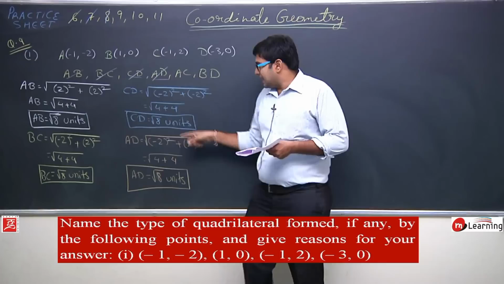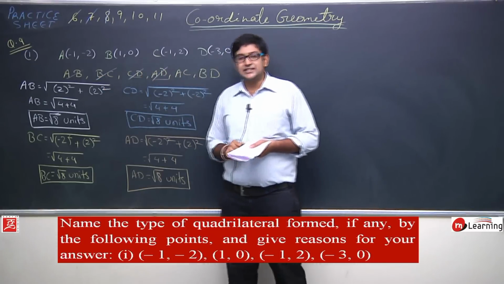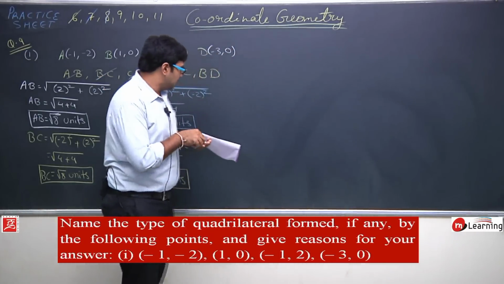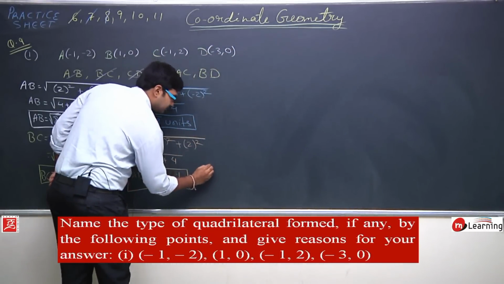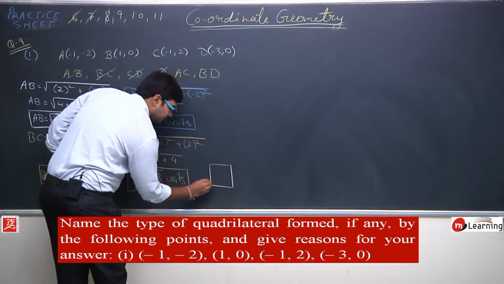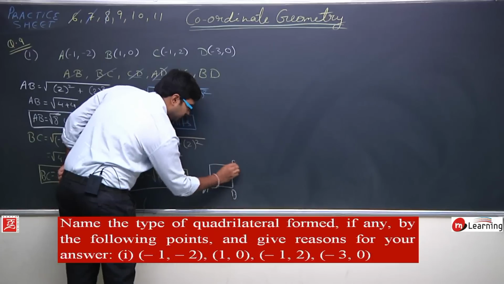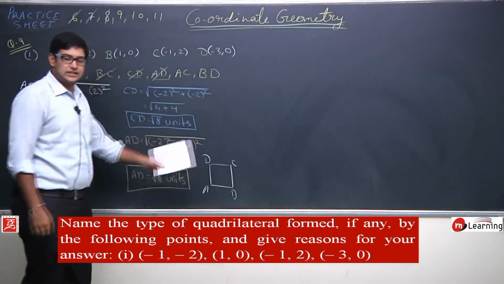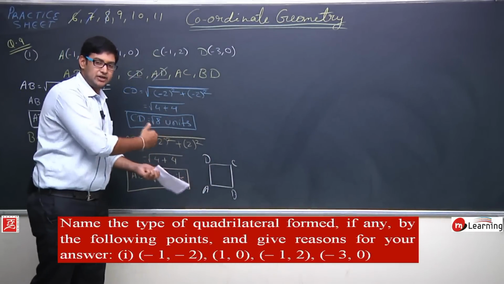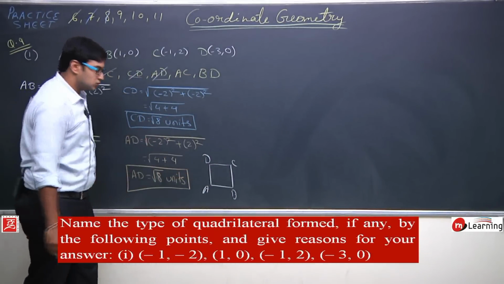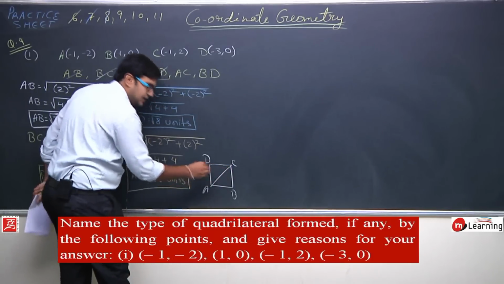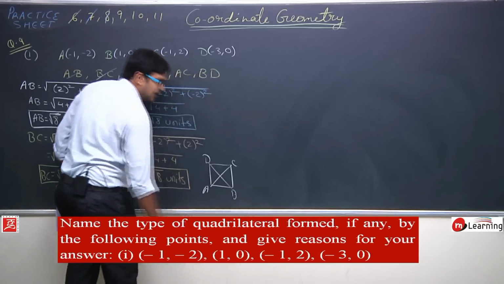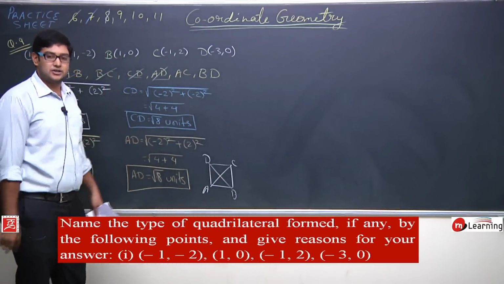Let us see, we have calculated all these 4 distances. So our figure must look something like this. It may be something like this. It may be a rhombus, a tilted one, or a square. So AC will definitely be the diagonal and BD will definitely be the diagonal of this quadrilateral.